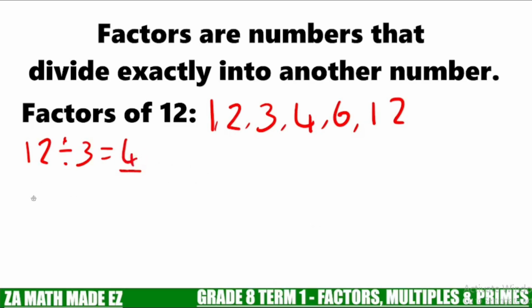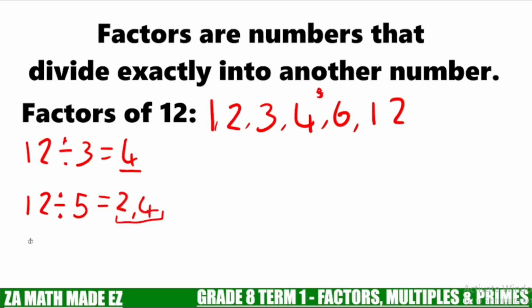An example of what is not a factor is if you take 12 and divide by a number that is missing from this list. The first one is 5. 5 is missing from this list, right? So 12 divided by 5 is equal to 2.4. It is not a whole number, and a non-integer as well. So this is not a factor.